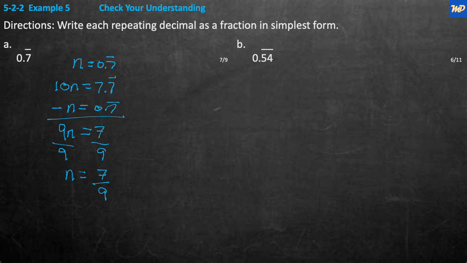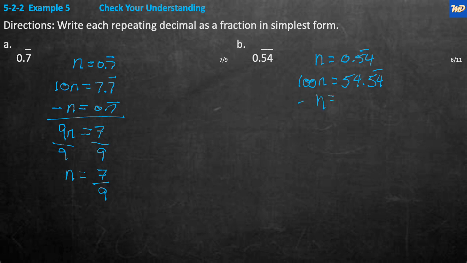Let's try this one here, 0.54 repeating. Just the same way, we're going to write an n, and it's equal to 0.54 repeating. We have to multiply. This is a hundredths, right? So we have to multiply by 100 to get this to an integer. So 100n is equal to 54.54 repeating.